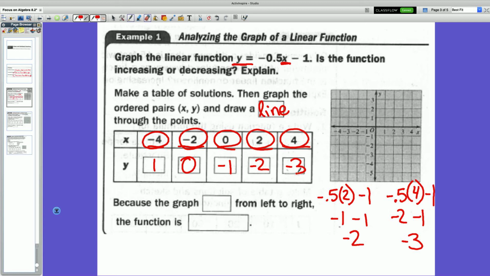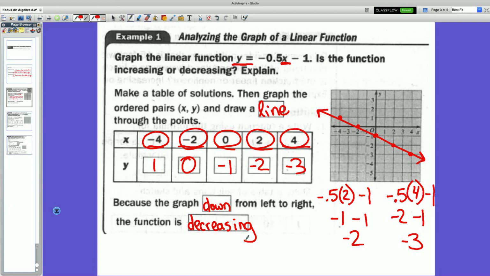So now I have to graph these points. So negative 4, 1 is going to be left 4, up 1. Then left 2, stay. Then stay, down 1. Then right 2, down 2. Then right 4, down 3. Then we connect the points with a line, because x is just 1x. So connect them with a line, and I end up, it's going down from left to right, which means the function is decreasing. Decreasing.